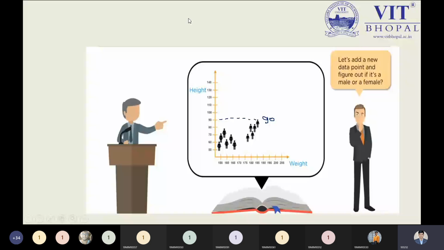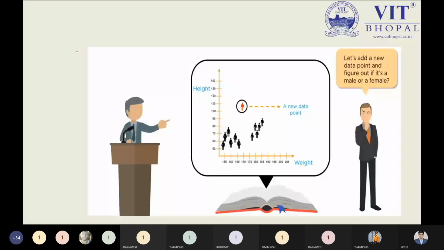So let me make some amendment over here, just for more clarification. This is not a value of the height, and this is not a value of the weight. See, this is a value of the height, and this is a value of the weight. Please keep in mind, it is wrongly drawn over here.